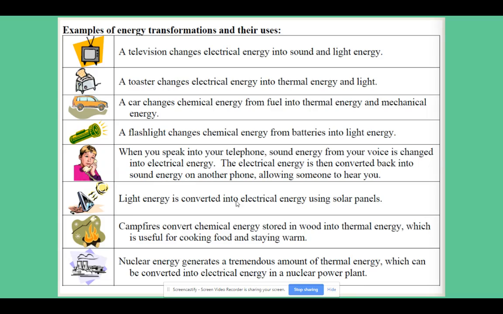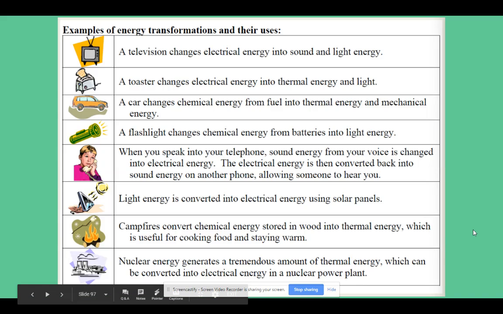This example, light converted into electrical energy. Solar panels convert light directly into electrical energy. That's one of the ones that doesn't use a turbine like all of the other sources of energy. Campfires convert chemical energy stored in wood. Anything that burns has stored chemical energy, which transfers into something else. And then nuclear energy, we already talked a little bit about that with the nuclear power plant.